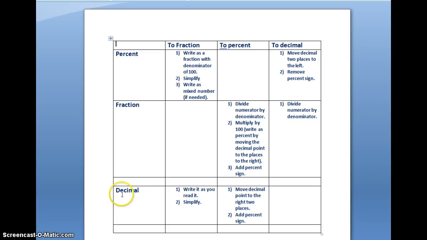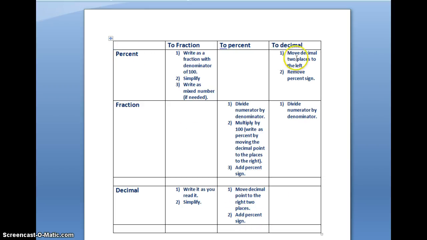Then decimal. How do I take a decimal to a fraction? Read it out loud or in your head, write it down, and then simplify it. Now, if you want a percent, you just zoom, zoom, times it by 100 and move that decimal point 2 times to the right. Add your percent sign.